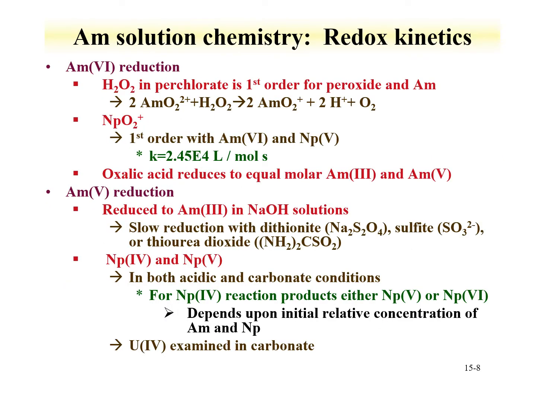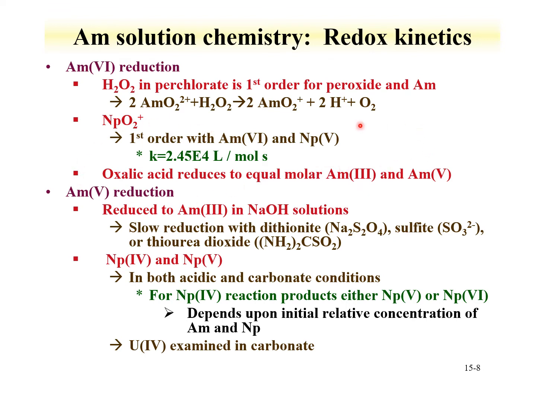The reduction of americium 6 has also been examined. The kinetics for the reduction of americium 6 in perchlorate by hydrogen peroxide is first order with the peroxide and americium, bringing the 6 to the 5 with the generation of acid and water. The reduction of americium 6 by neptunium is first order with the americium 6 and the neptunium 5. So the speciation of oxidized states of americium can also be influenced by whether there are other actinides in the solution.